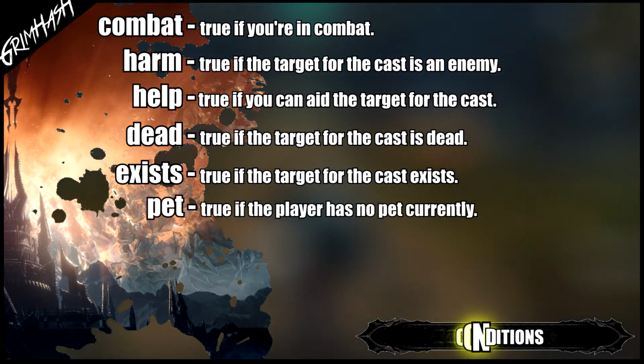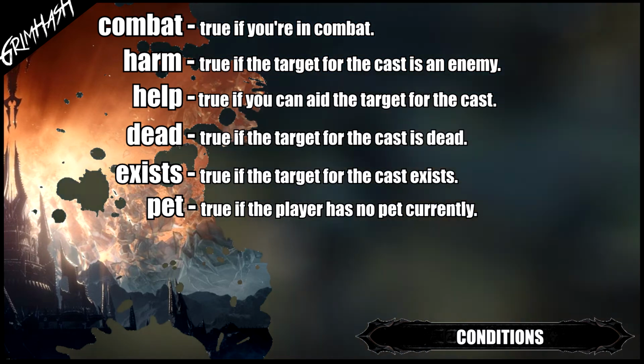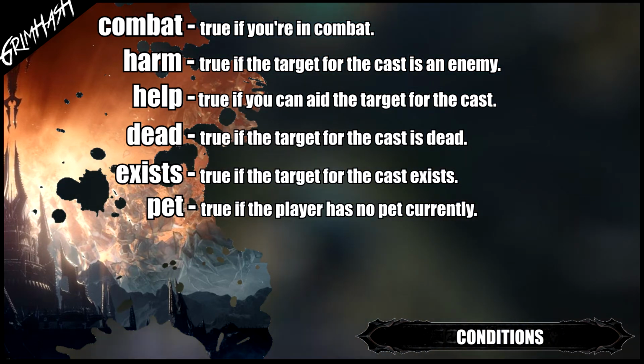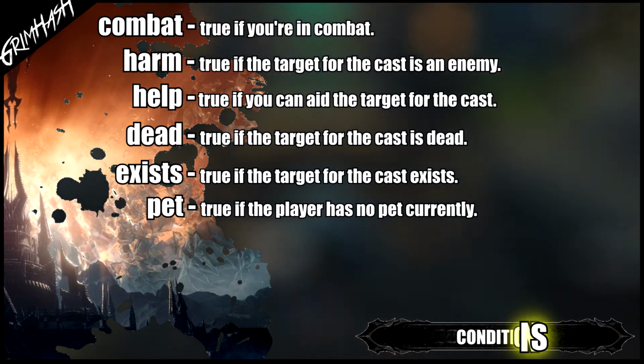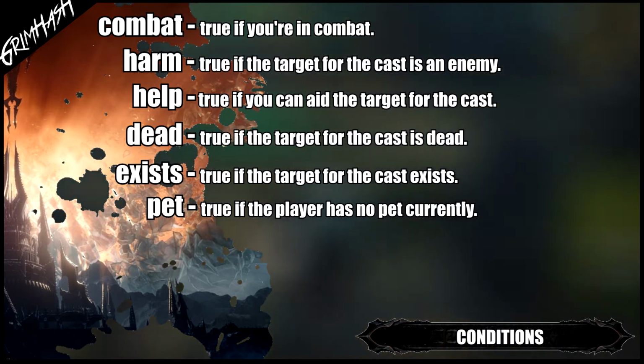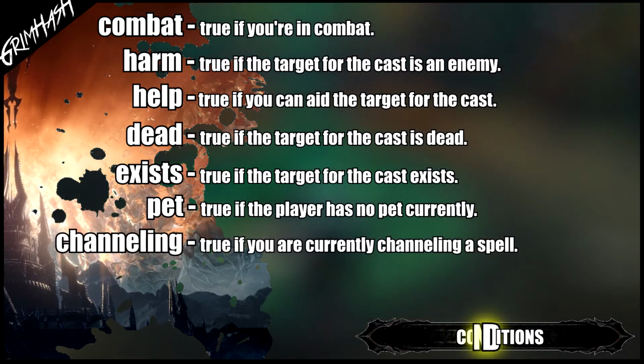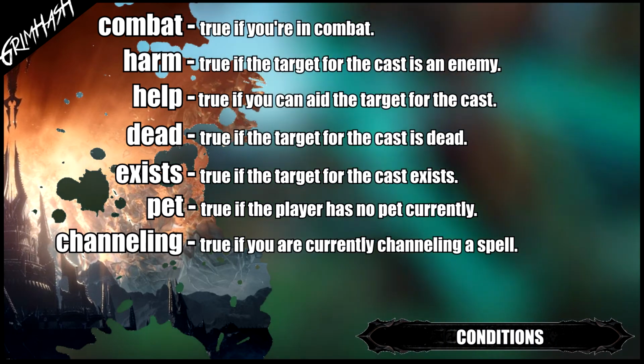So next up we have pet. Pet, by the way, can also mean demon. You'll see this at the very end. I do show a warlock one that uses pet. Now this one seems a little strange because it means if pet, then true. It means the player doesn't currently have a pet. You would think it means that you have a pet, but nope, apparently it doesn't. Channeling, as you would expect, is true if you are currently channeling a spell.